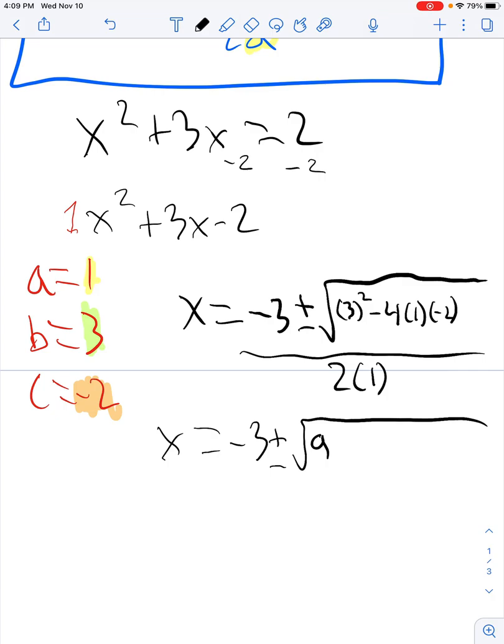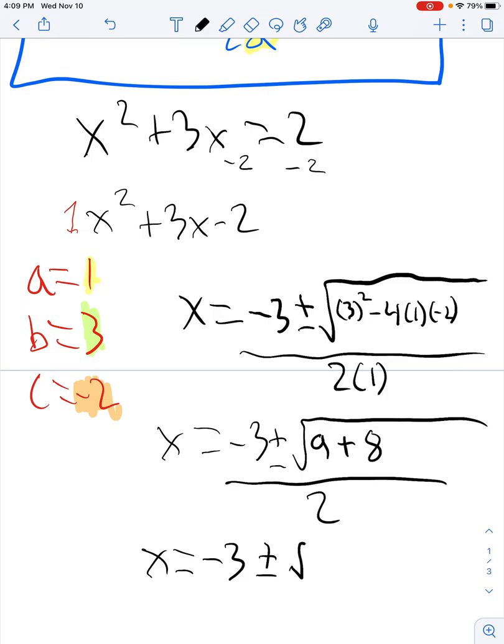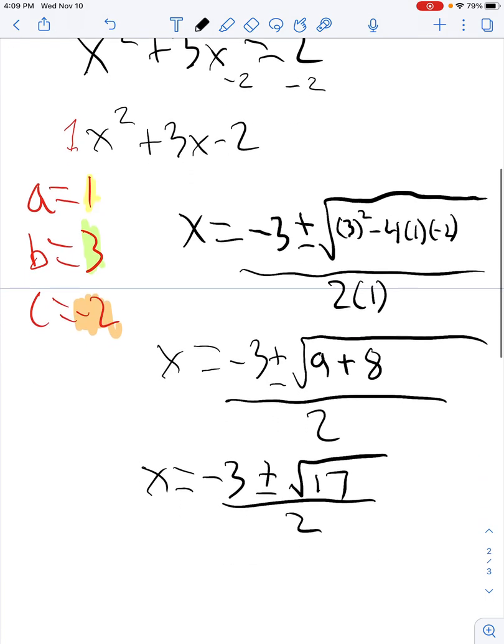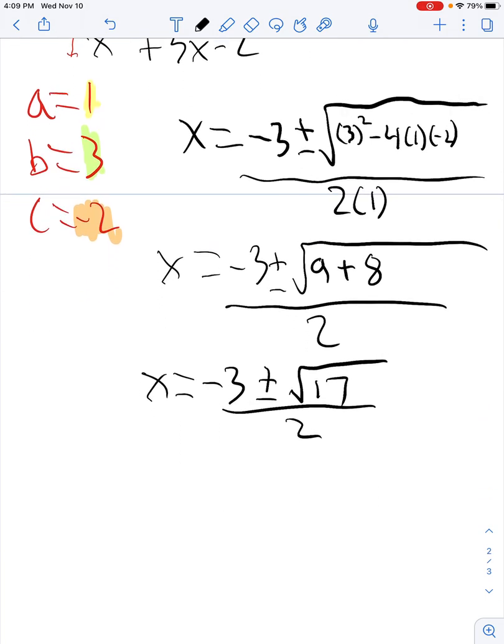So now we can start simplifying. Negative 3 plus or minus the square root. 3 squared is 9. Negative 4 times 1 times negative 2 is negative 8. That's all over 2 times 1, which is 2. So x equals negative 3 plus or minus, this should be a plus 8 because negative 4 times negative 2 is a positive number, the square root of 17 all over 2.